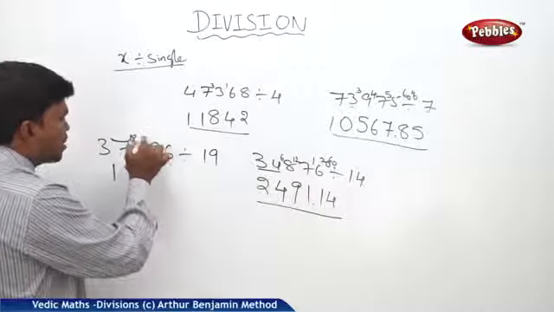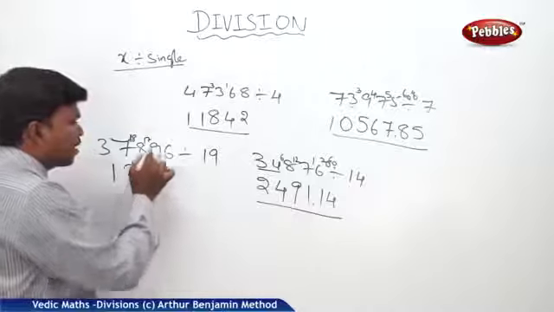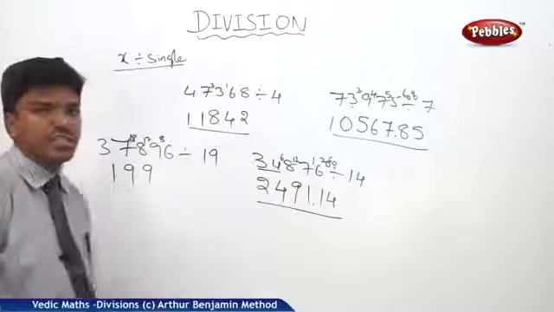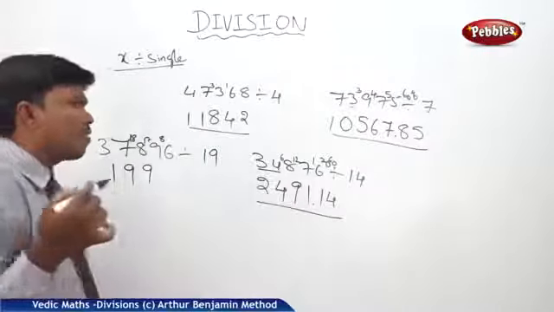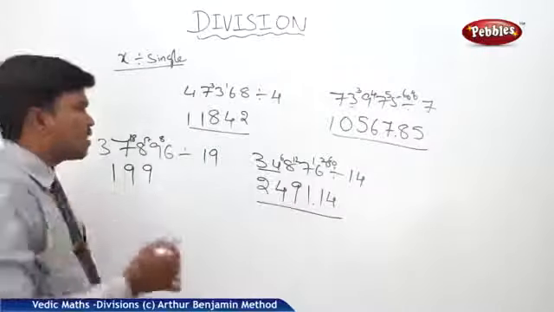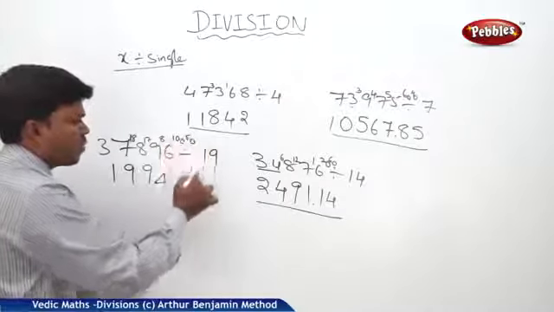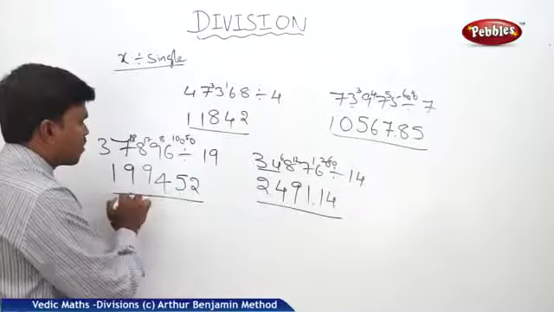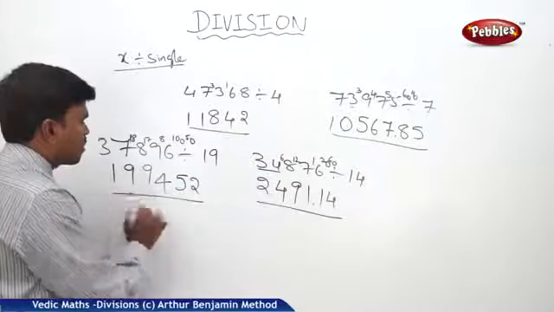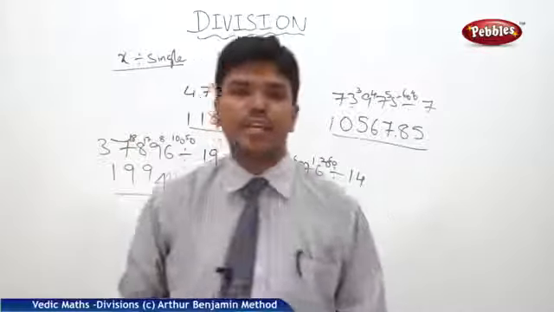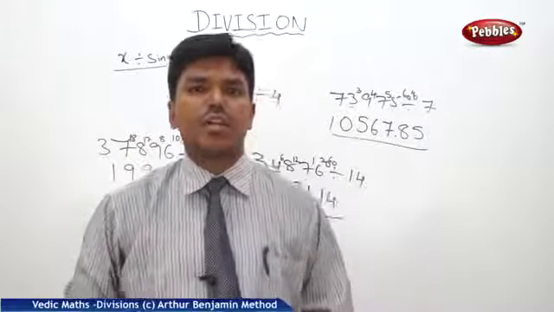It became 179. How many times does it go? 19 9s are again 171. Remainder is 8. Now it became 86. So 19 4s are 76. Finally the remainder is 10. Put a point, you can add a 0. 19 5s are 95. 50. 19 2s are 38. So what is our answer? 1994.52. Like this, we can divide any number by a single digit or double digit.